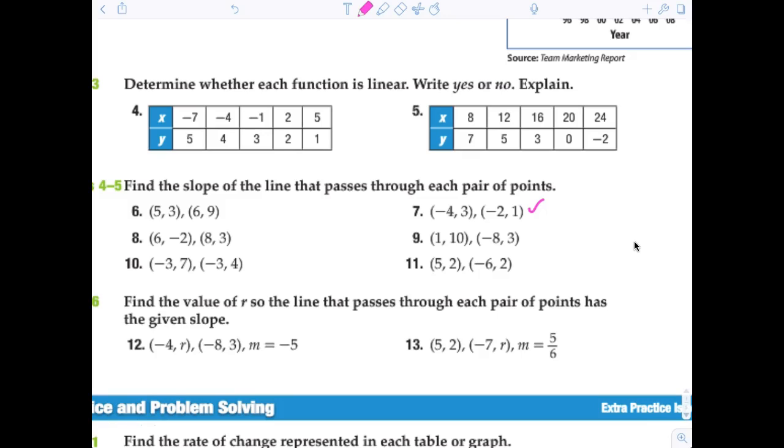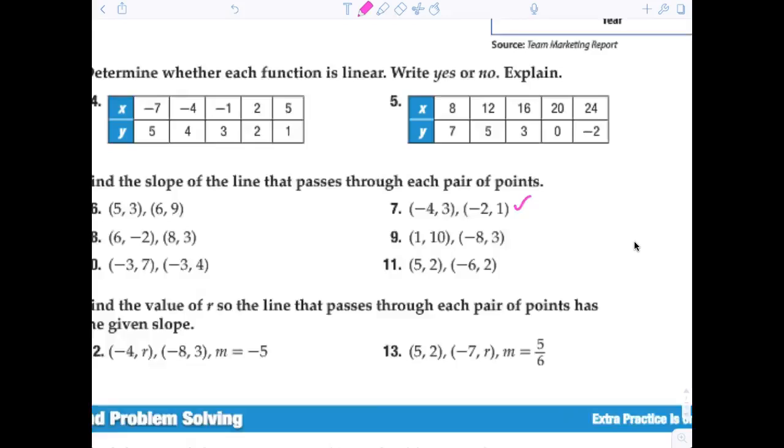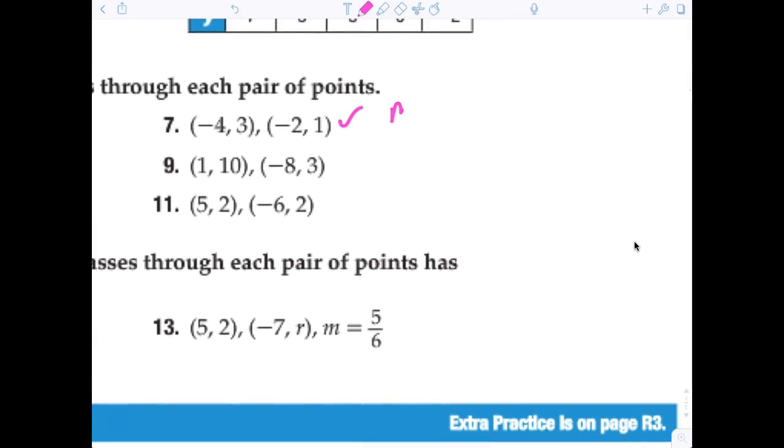In reality, is a point any different than the table? No. It's just they tell you what 2 points to use. All right? So here we go for number 7. M equals 1 minus 3 over negative 2 minus negative 4. Now, do I ever really want you to write a minus and negative? No. We already automatically know that a minus and negative just means what? Positive. Is everybody with me on this? So we're never going to do a double negative. Does everybody agree with that?